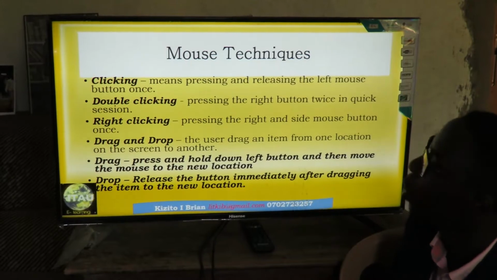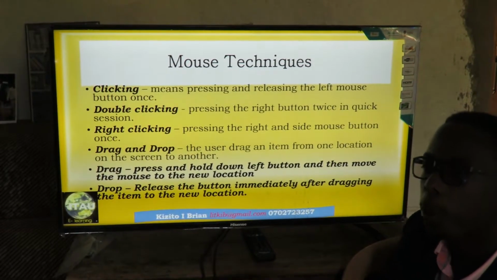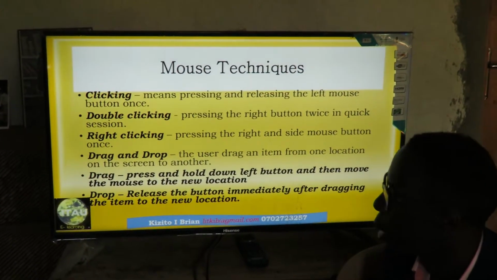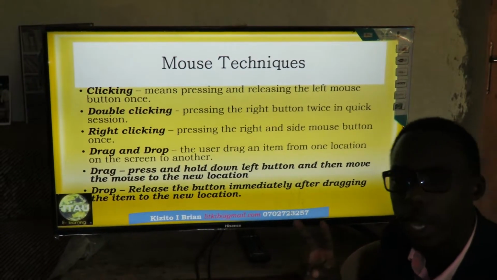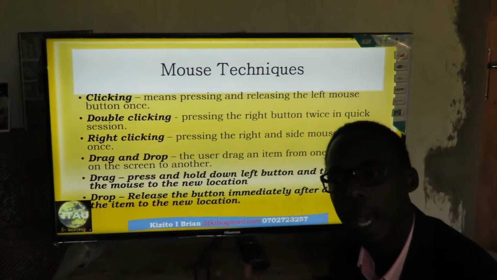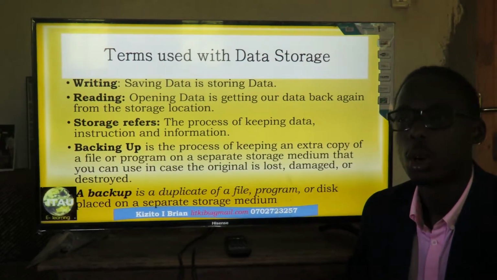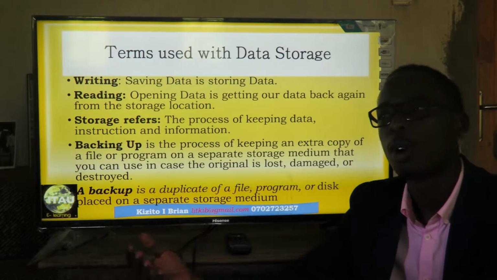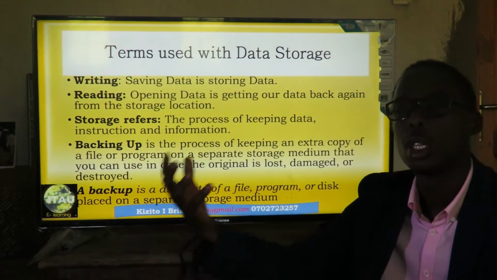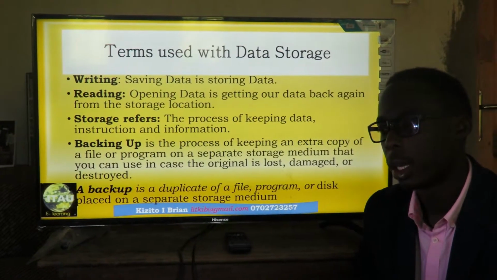There is what we call clicking. When you press the mouse once, you click. Double clicking, you press the mouse twice without a speed lag. You press the mouse twice quickly. That is double clicking. Reading is the process of obtaining data from a known location back to the user.